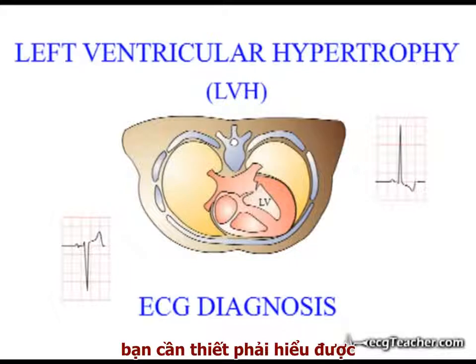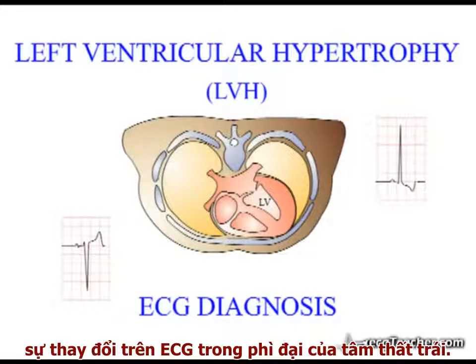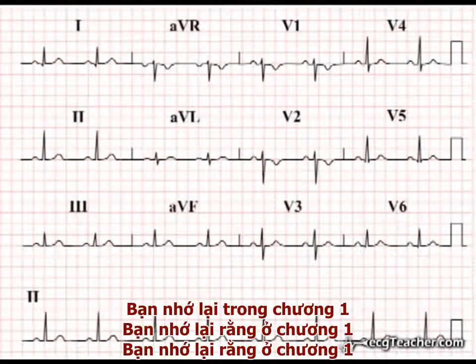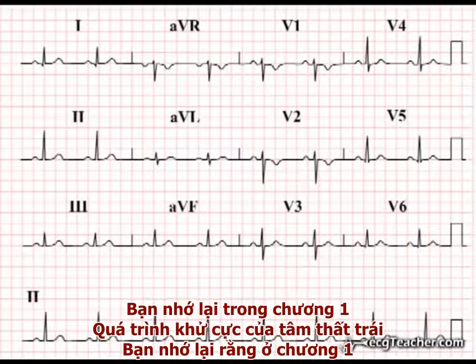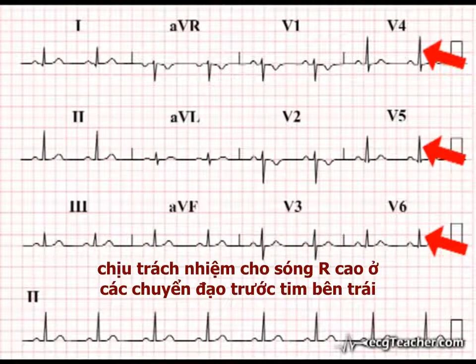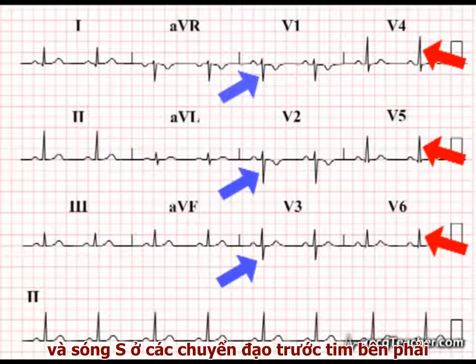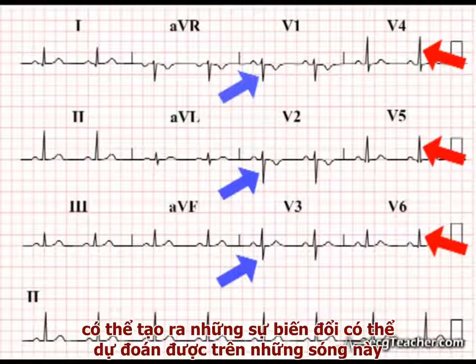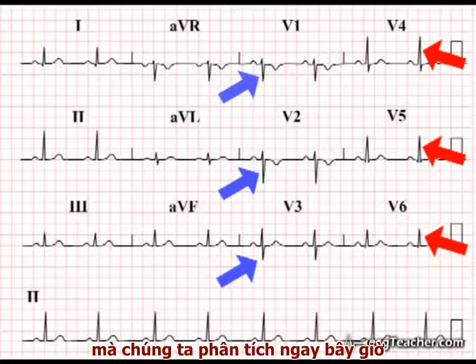For these reasons, you need to ensure that you understand and are able to recognize the ECG changes resulting from hypertrophy of the left ventricle. Looking at this normal ECG, you will remember from section 1 that left ventricular depolarization is responsible for the prominent R waves in the left-sided chest leads and the S waves of the right-sided chest leads. The increased muscle mass associated with LVH produces predictable changes in these deflections, which we will now analyze.